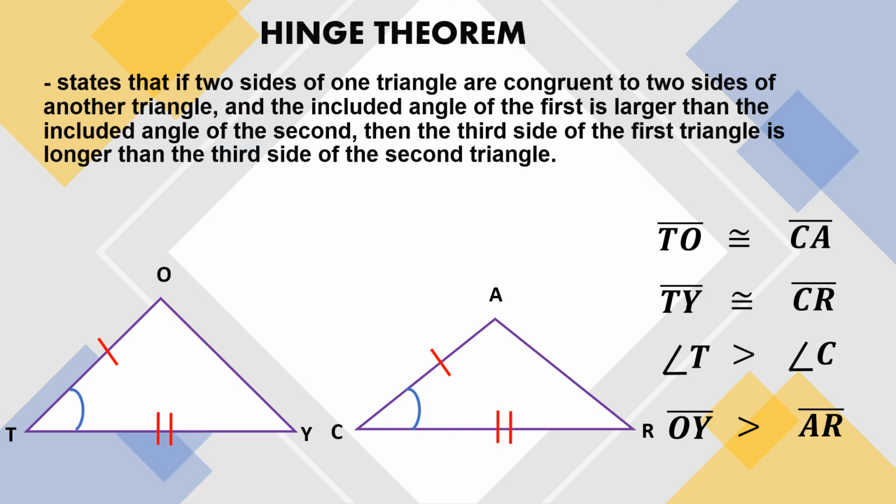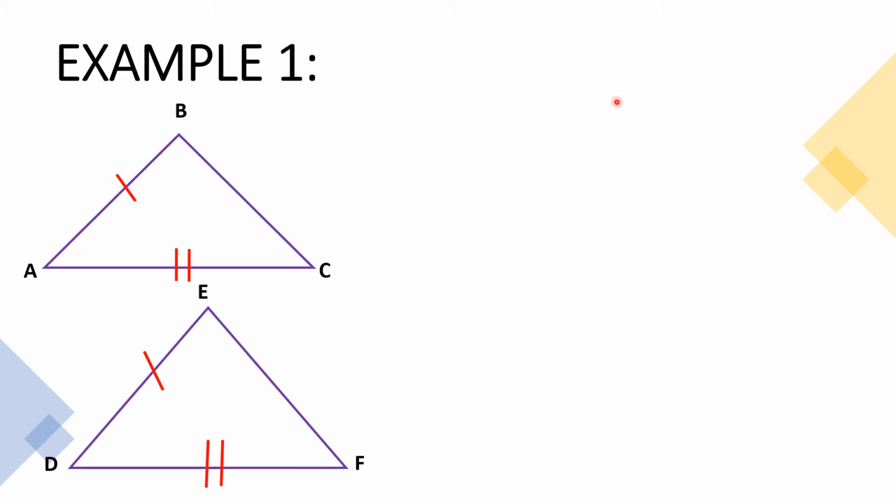So let's have more examples to understand it better. Okay, example number 1. Let's have once again two triangles. You have triangle ABC, which is our first triangle. Then the second triangle is triangle DEF.